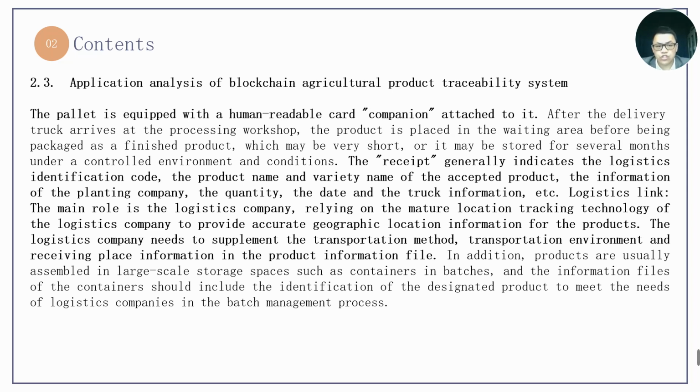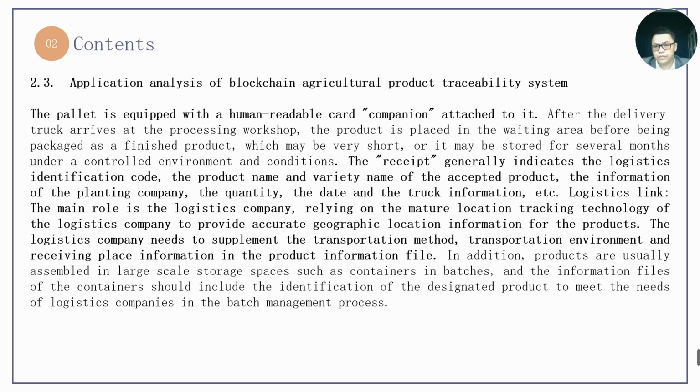The receipt generally indicates the logistics identification code, the product name, and variety name of the accepted product, the information of the planting company, the quantity, the date, and the track information.